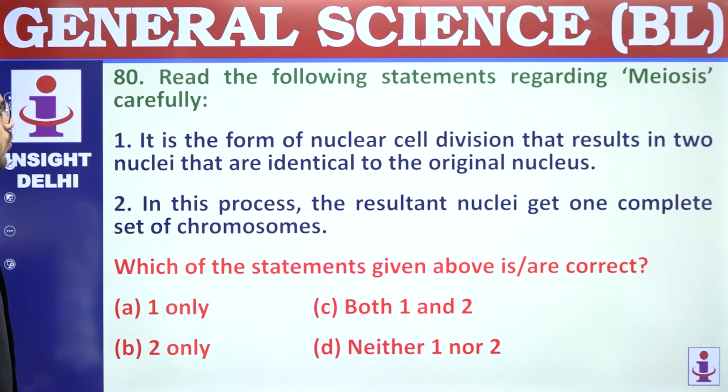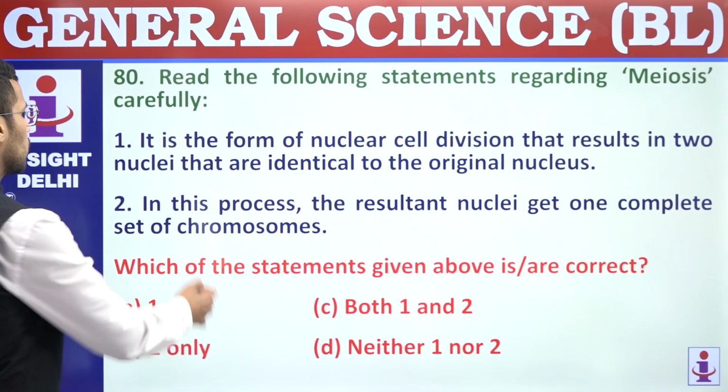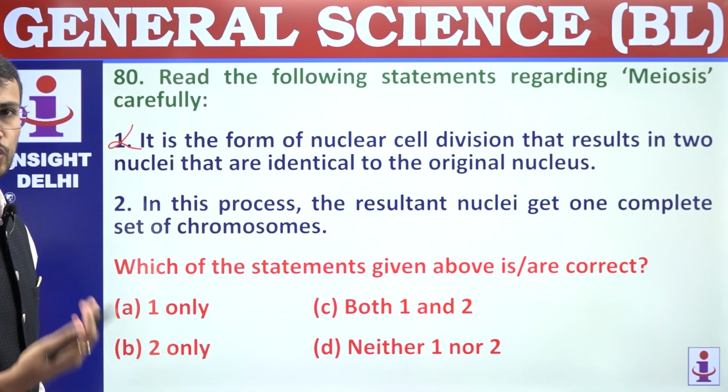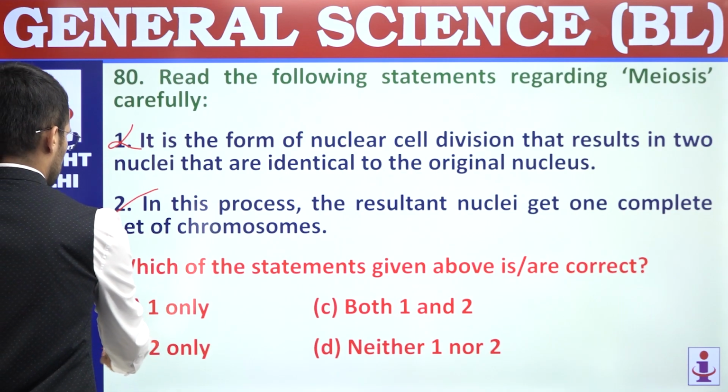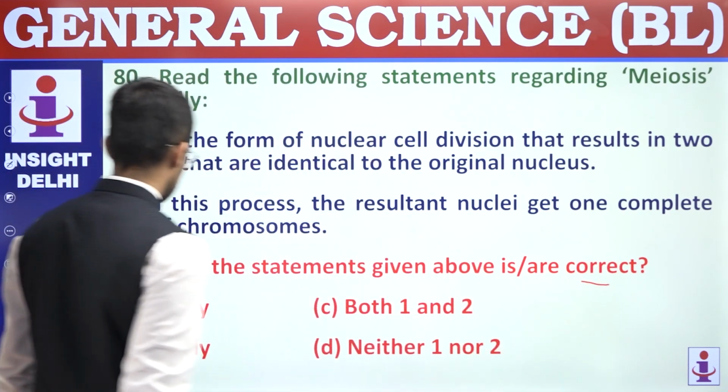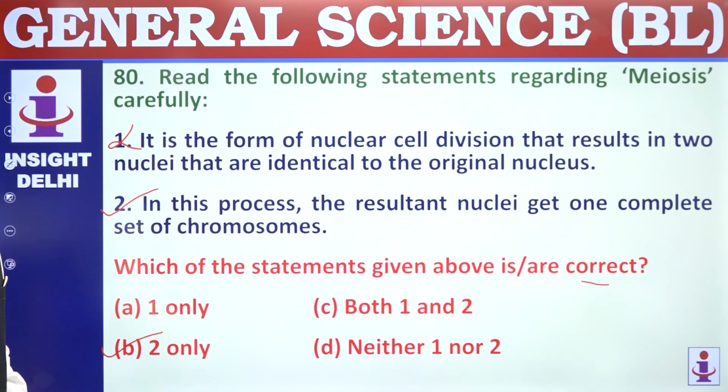80. Read the following statements regarding meiosis carefully. First, it is the form of nuclear cell division that results in two nuclei that are identical to the original nucleus. So in meiosis, we do not get the identical nuclei, right? So that's why first statement is incorrect. Second, in this process, the resultant nuclei get one complete set of chromosomes. Correct statement, right? So first statement is incorrect, second statement is correct. Hence answer should be 2 only, as we are supposed to find out correct statements only. Right, so question number 80, answer is B.